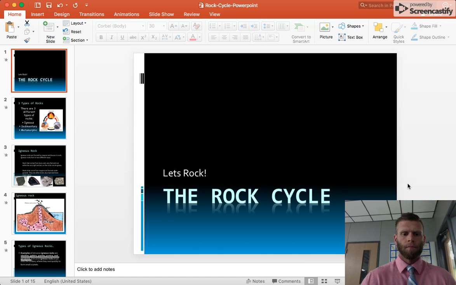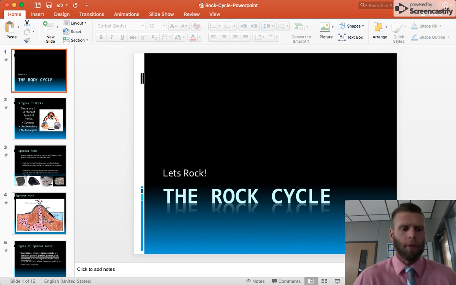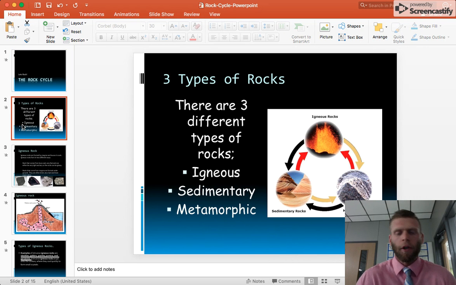All right, so today we'll be looking at the rock cycle. So here we go. There are three types of rocks. You have your igneous, your sedimentary, and your metamorphic rock. And over there you see the picture of the rock cycle. I see some lava, magma there for igneous. Sedimentary, you see the layering there, and then metamorphic, which is under heat and pressure over there on the right.